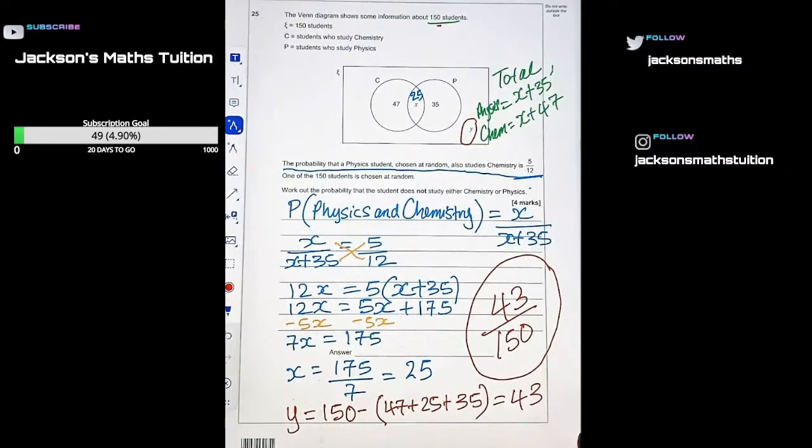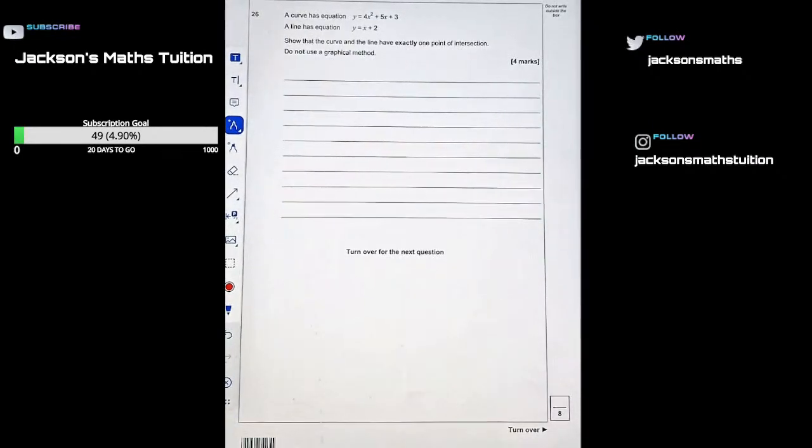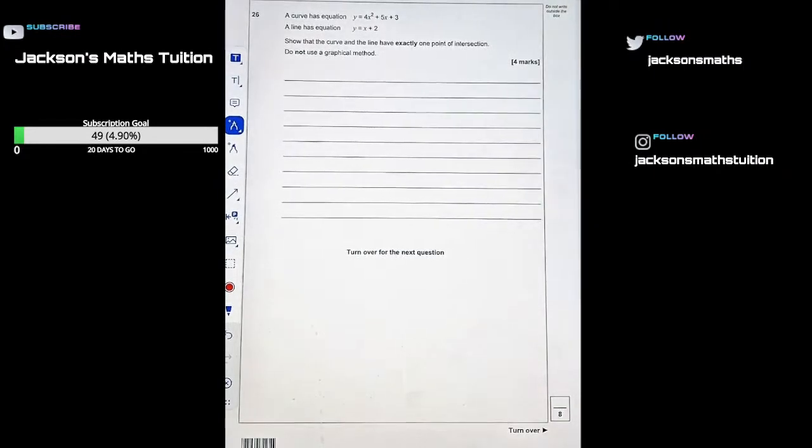43 over 150. Question 26. And we have one more after this one. A curve has equation y equal to 4x squared plus 5x plus 3.